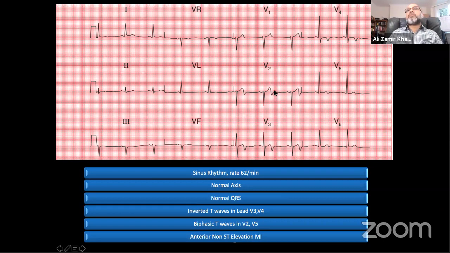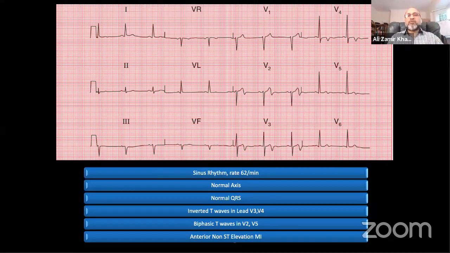And because this is happening in leads 2 and 3, and 4 as well, it's more likely to be anterior. The area that is being affected is the anterior part of the myocardium. So this is the anterior part of the myocardium, and it is starting to go towards the lateral as well, because V5 is also starting to show some biphasic changes in the T wave, okay? So this is the way you pick it up.